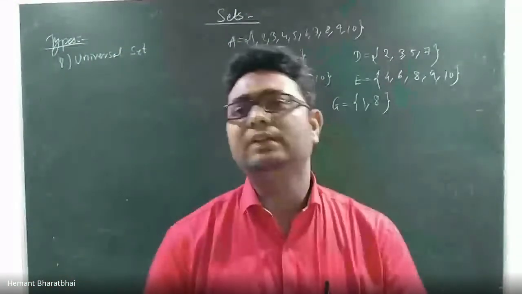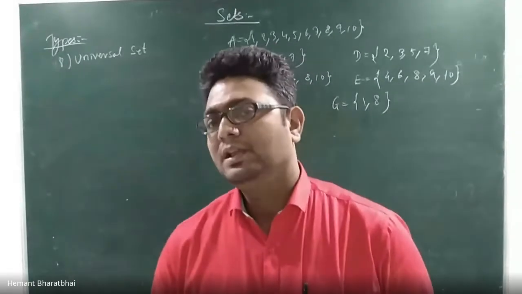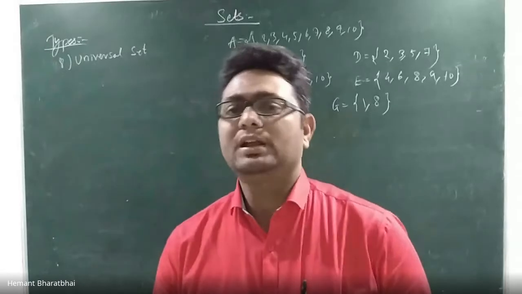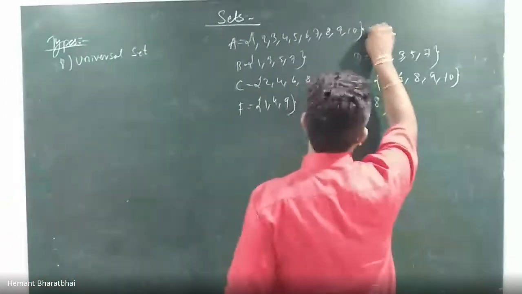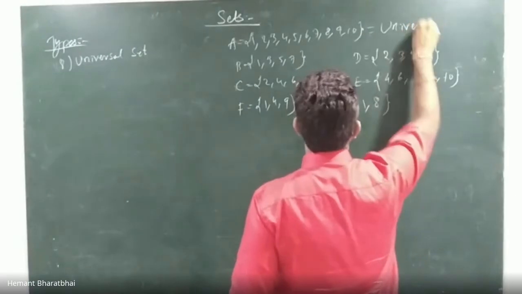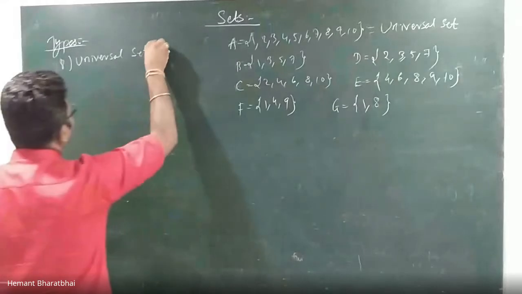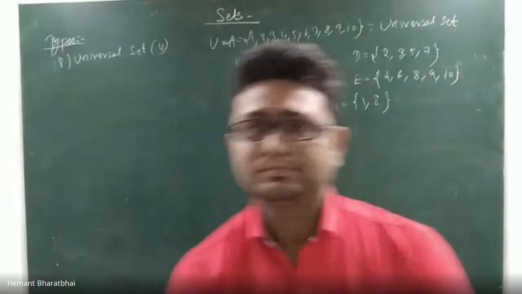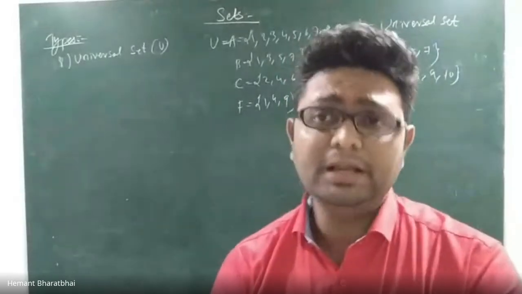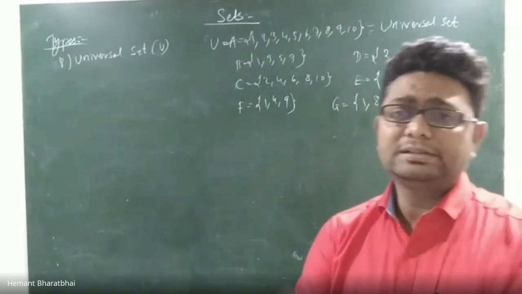So, if in a given discussion all the possible sets are present in a single set, then that set will be called the universal set. So in this case, this is my universal set, which is always denoted by U. Universal set will always be denoted by U. Remember that.